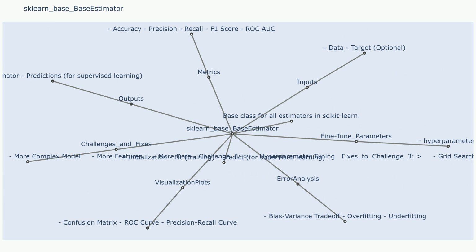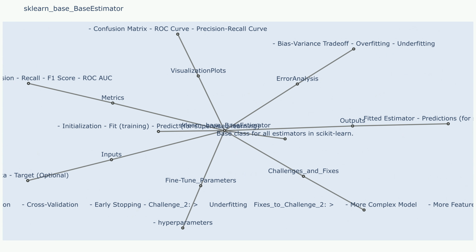Fine-tune parameters. Regularization parameters, e.g., L1, L2, used to prevent overfitting by penalizing complex models. Learning rate, a parameter in gradient-based optimization methods that controls the step size for each update. Number of trees for ensemble methods, the number of decision trees used in an ensemble method like random forest. Maximum depth of trees, the maximum depth of individual trees in ensemble methods.